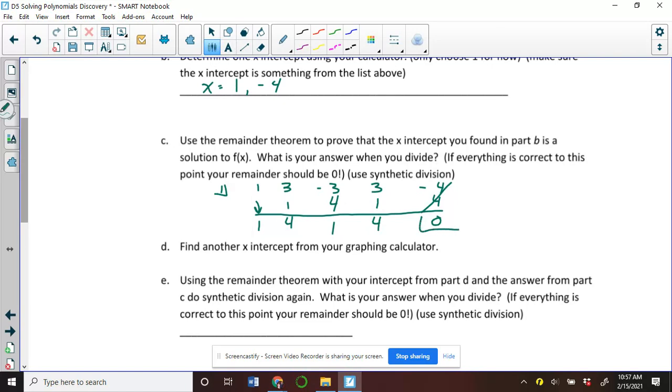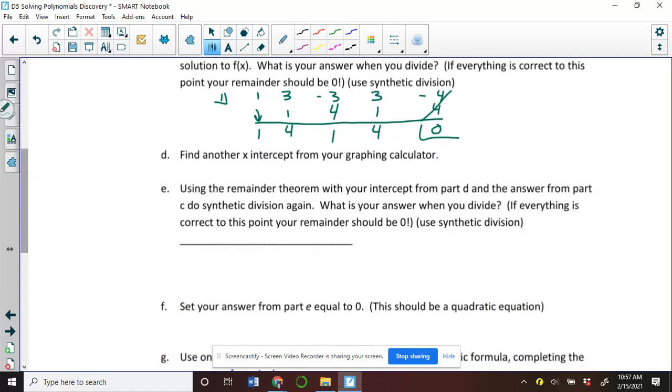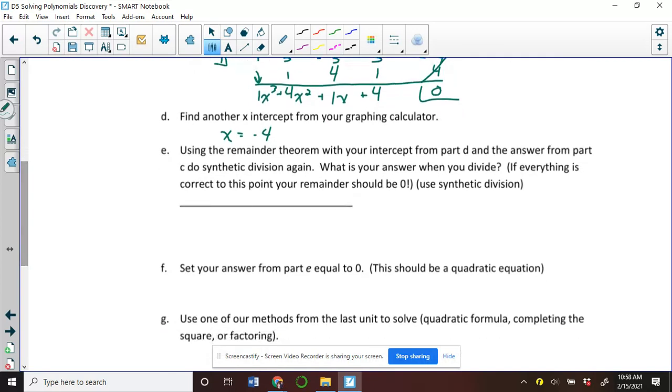And that's our remainder. All right, so from this, if you graph this x cubed plus 4x squared plus 1x plus 4, you will find another 0. And it is our other 0. So if you were to do this and you divide it by negative 4, hopefully when you graph that next polynomial, your 0 would be the 1.